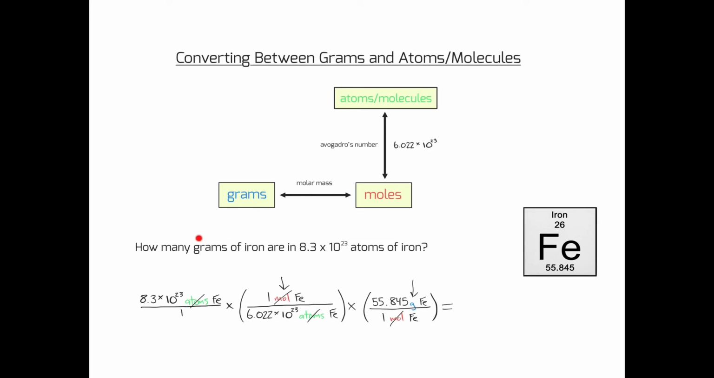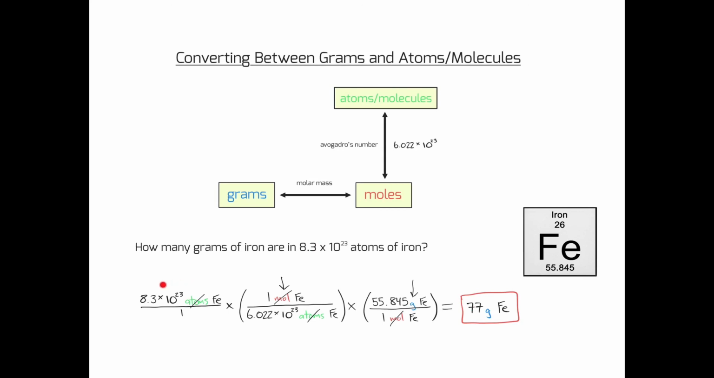And because grams of iron are what we're trying to find, we can go ahead and do this calculation now. We multiply 8.3 times 10 to the 23rd times 1 times 55.845 divided by 6.022 times 10 to the 23rd. And what we get is 77 grams of iron. And again, we use 2 sig figs because that's what we were given.